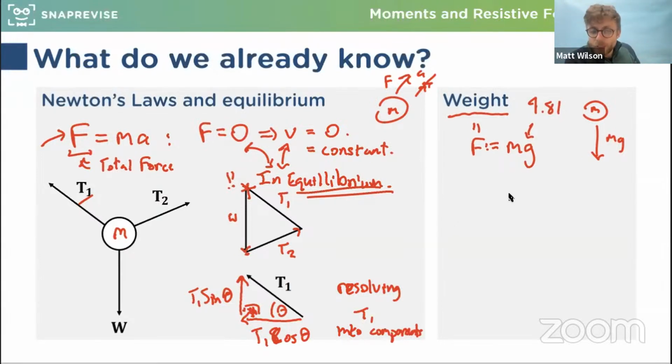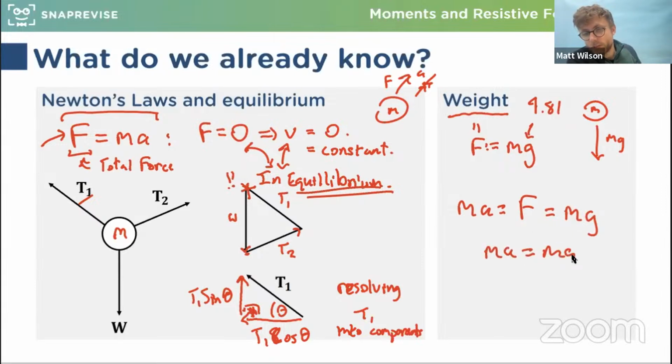Now, a funny thing about weight is that if it's the only force acting on us, the force is the mass times the acceleration. Therefore, the mass times acceleration is equal to the total force. And if the only force is the weight, that's mg. And this is weird because it tells us, so here we just got some algebra, ma equals mg. We can cross out these m's because they're on both sides, and we find a equals g.